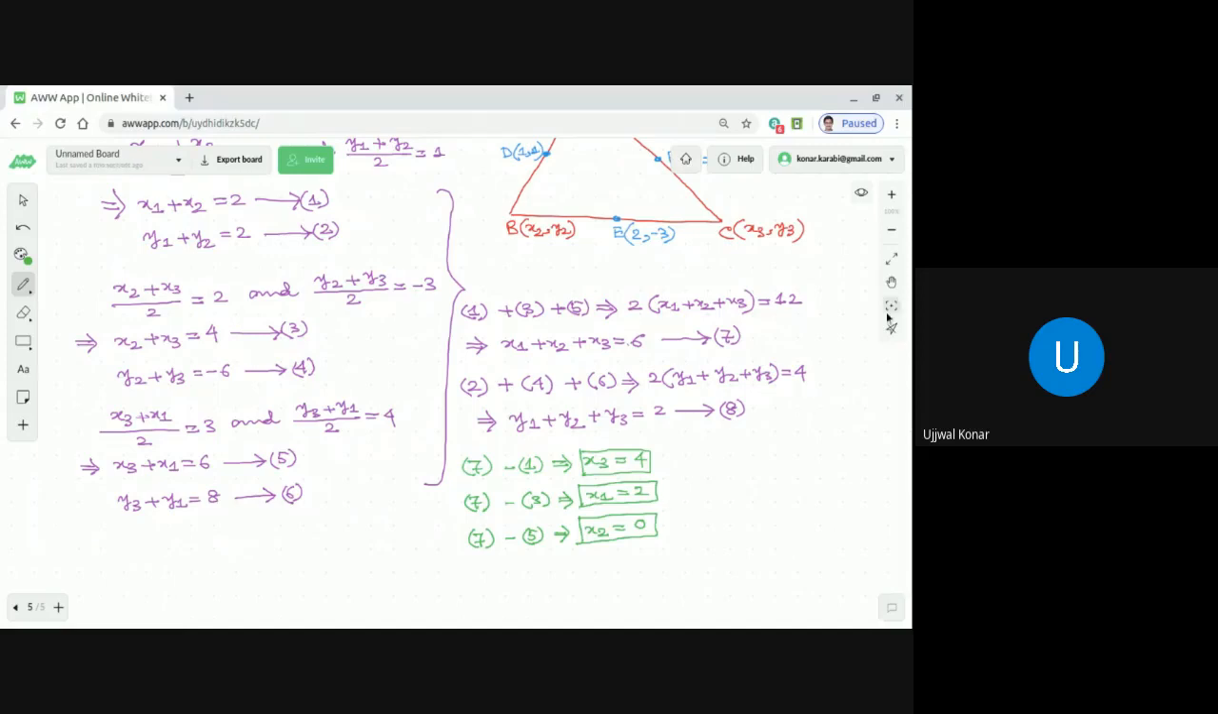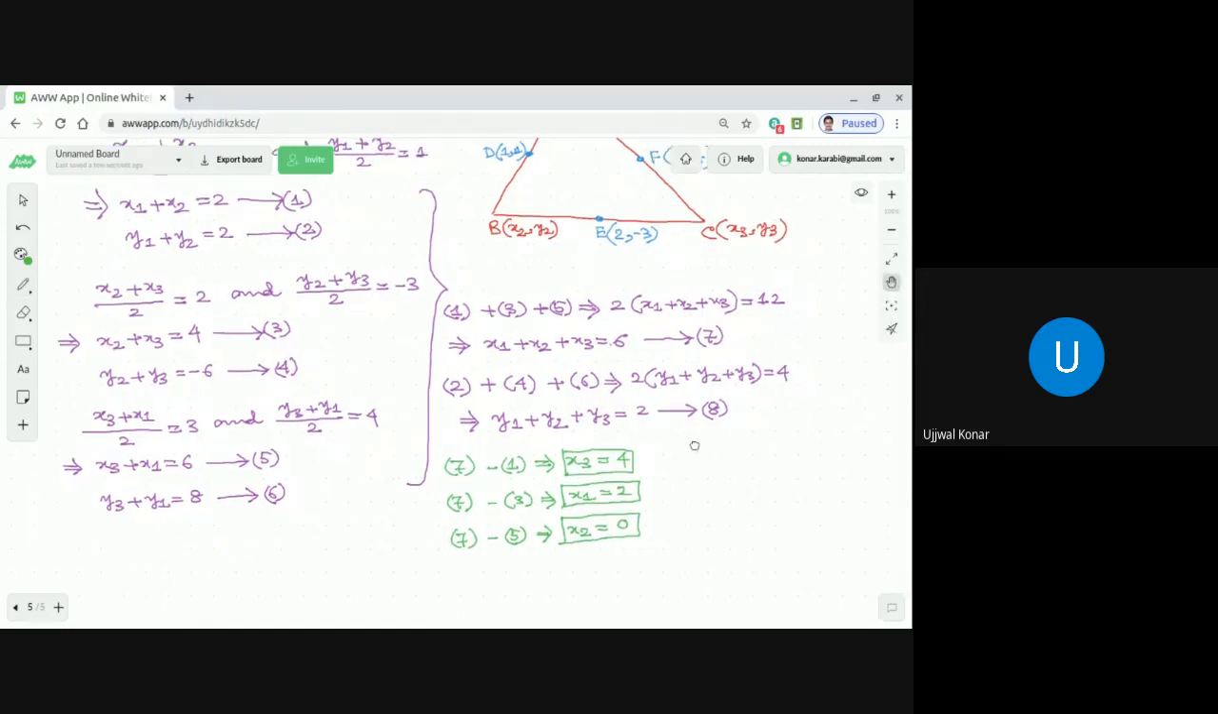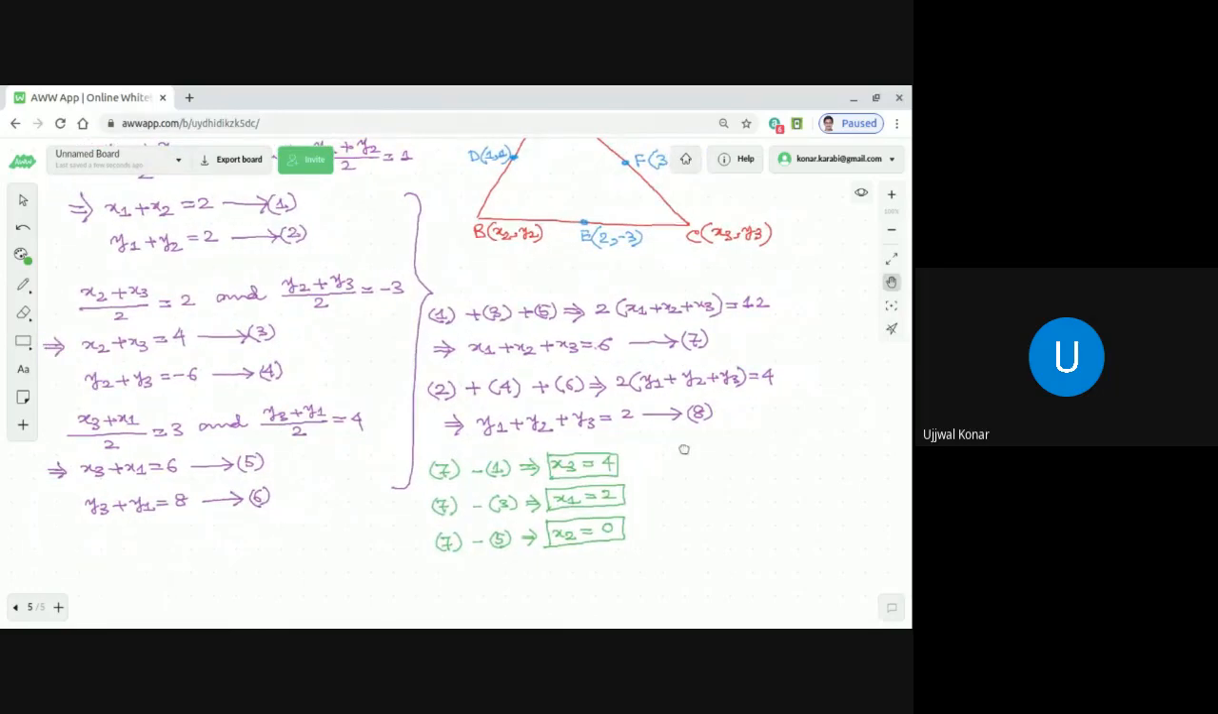In a similar manner, we can find the value of the y coordinate. So how to find the value of the y coordinate? Equation number 8 minus equation number 2, both sides, will give us the value of y3, and we are getting 2 minus 2, that is equal to 0. So the value of y3 we get.